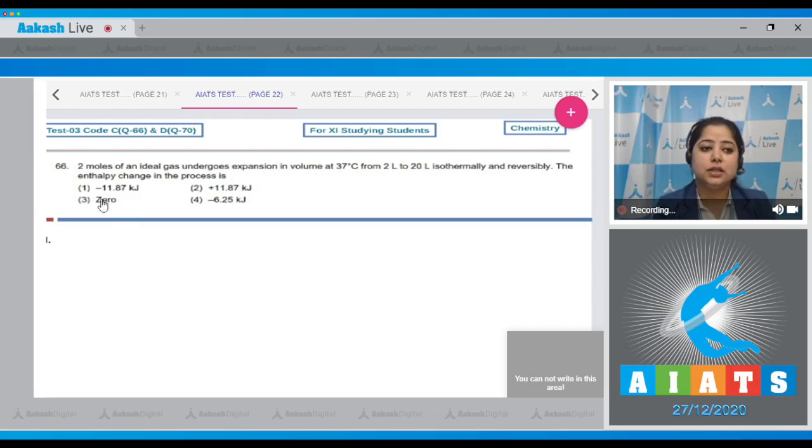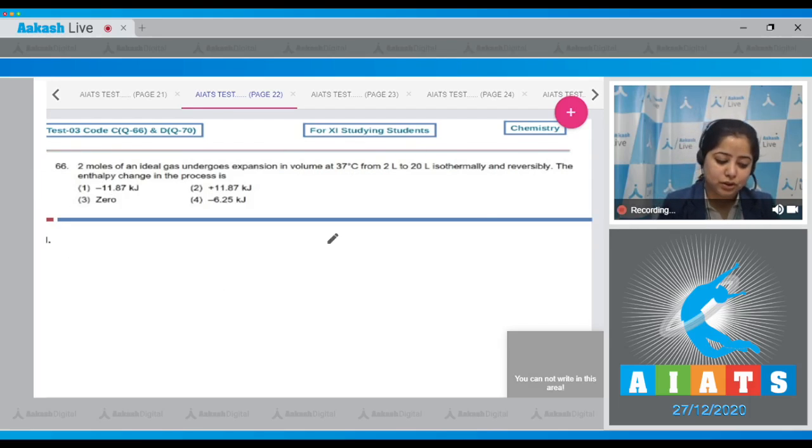66. Let's read it. 2 moles of an ideal gas undergoes expansion in volume at 37 degrees Celsius from 2 liter to 20 liter isothermally and reversibly. The enthalpy change in the process is.